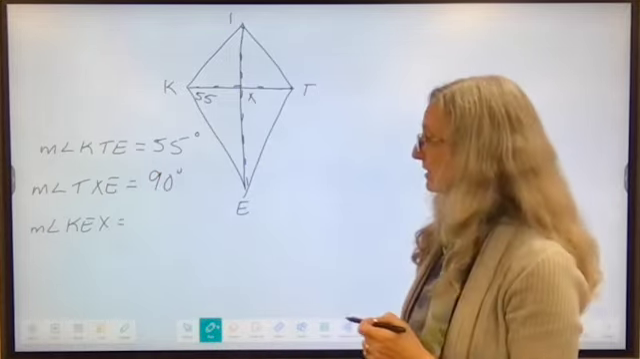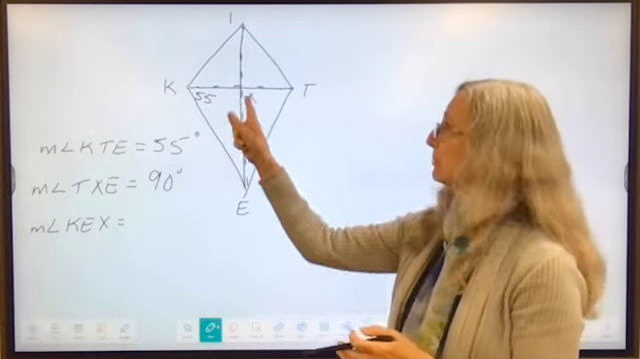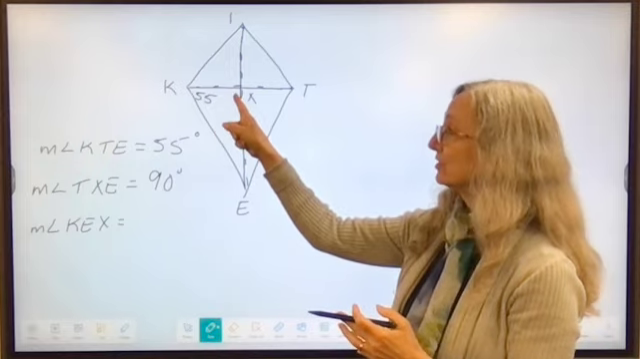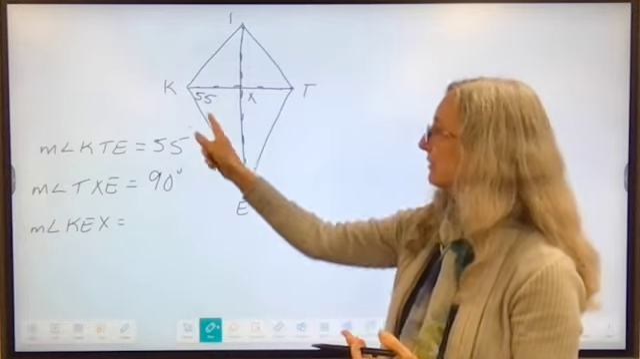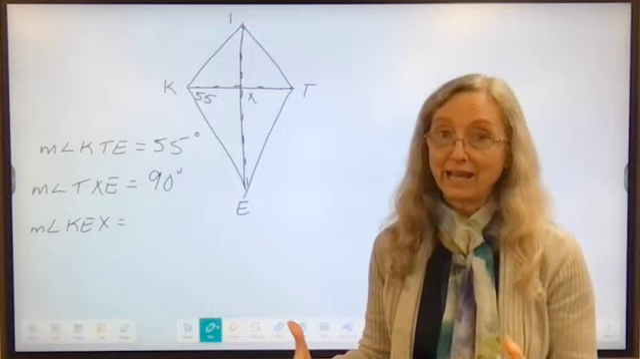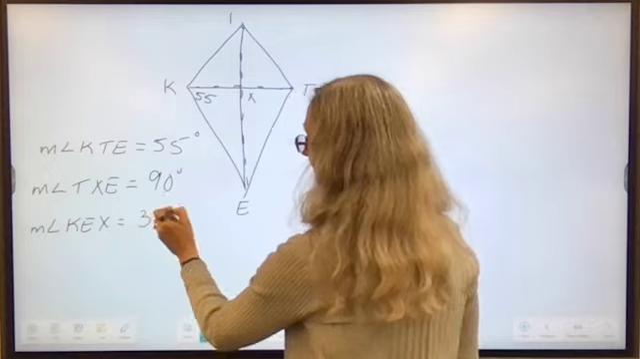Okay, I'm asked to find the measure of angle KEX. Remember, this is perpendicular, so it is 90 degrees. And I have a right triangle then. So if this is 55, these two have to be complementary, or add up to 90. So that angle must be 35 degrees.